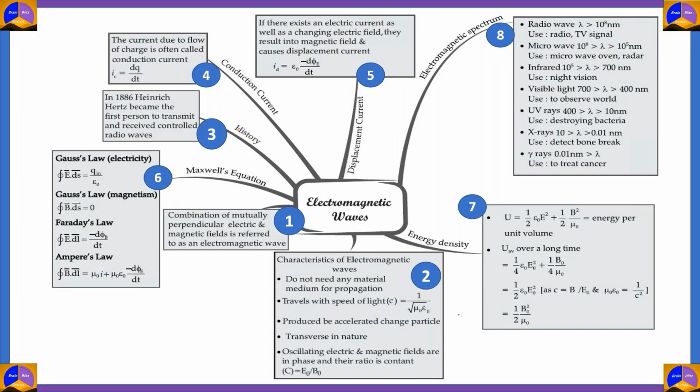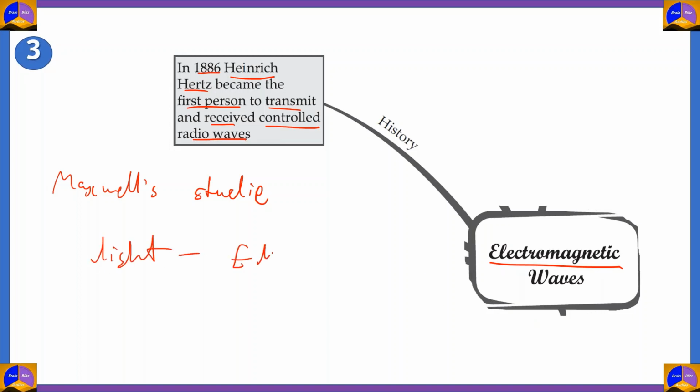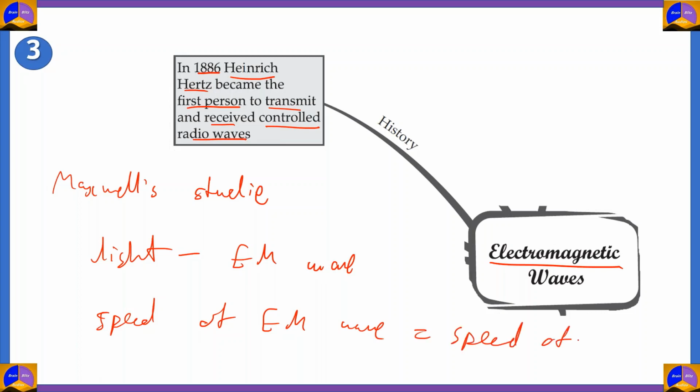Now let's move on to the history of electromagnetic waves. In 1886, Heinrich Hertz became the first person to transmit and receive controlled radio waves. Now he proved Maxwell's studies on electromagnetism, and he proved that light is an electromagnetic wave through this experiment. He also calculated the speed of an electromagnetic wave, which is equal to the speed of light.